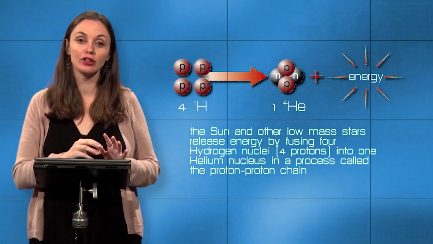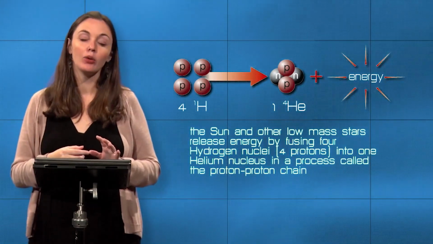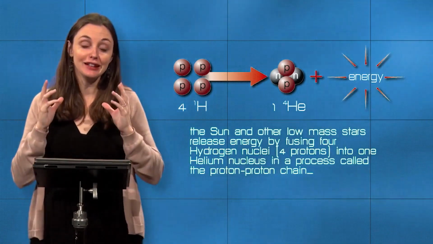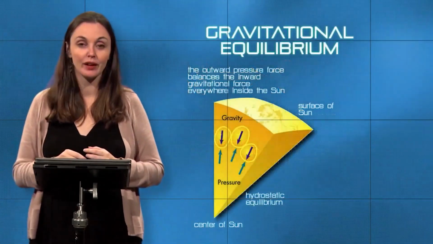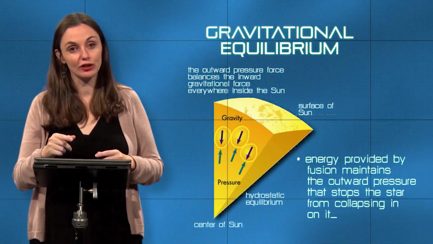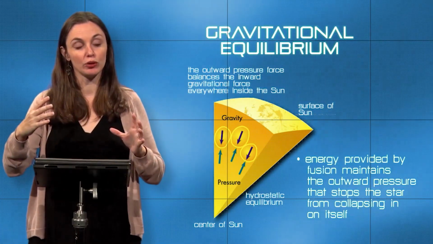And as long as there's still hydrogen in the core of our star, it will remain in balance. We think our star has another 5.5 billion years of hydrogen left to keep this process going. And so that's what I mean by gravitational equilibrium. Gravitation is balanced. It's equaled out by this outwards force of pressure.